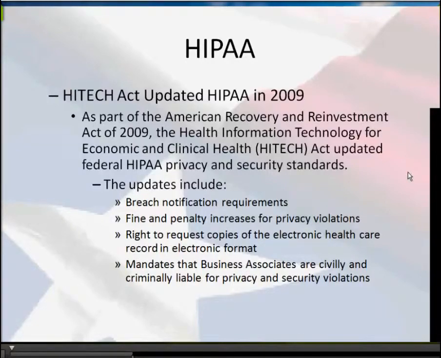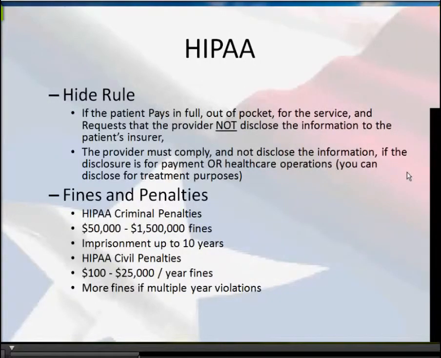These updates included new breach notification requirements, increased fines and penalties for privacy violations, added the right for the patient to request copies of their electronic healthcare record in electronic format. And it mandates that business associates are civilly and criminally liable for privacy and security violations, whereas before they were not.